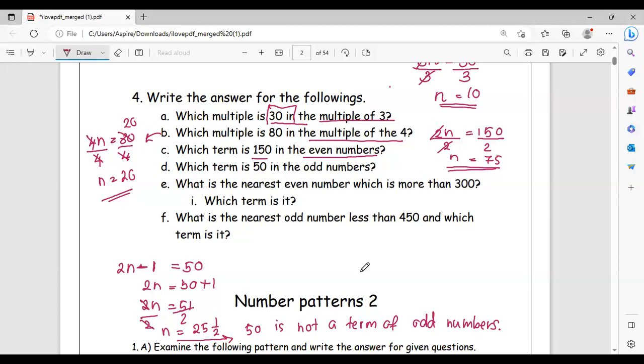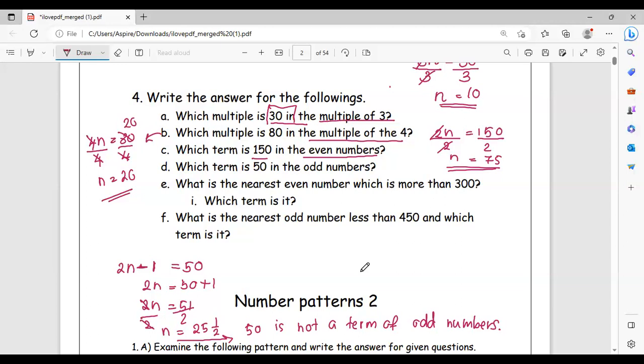How do we find it? To be an even number, what should it be? It should be divisible by 2. Then 300 divided by 2. Then 301. Can we divide 301 by 2? No, it is not divisible by 2.